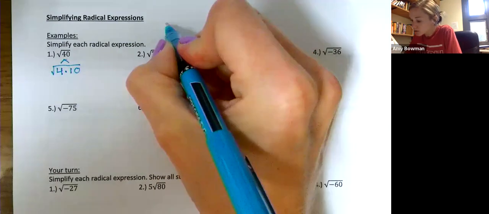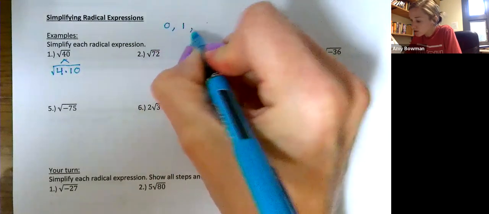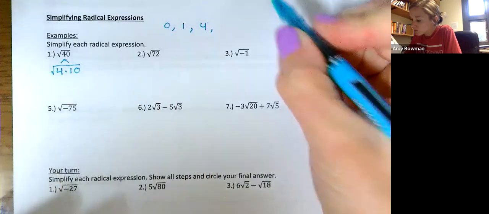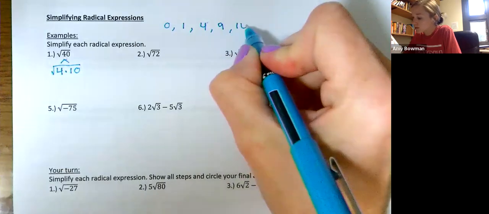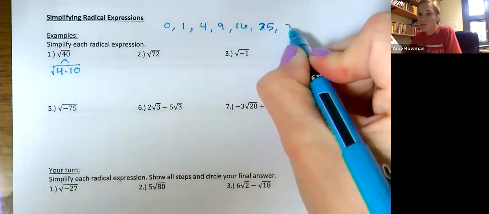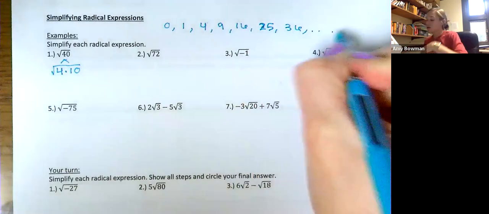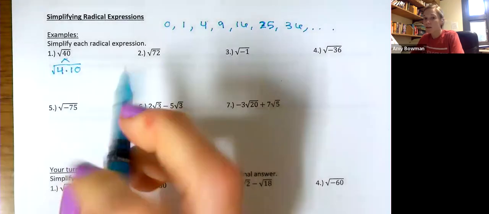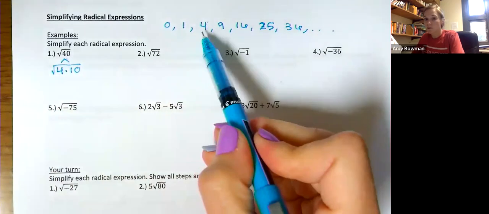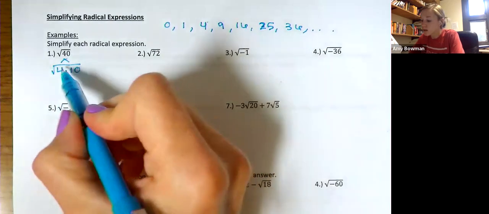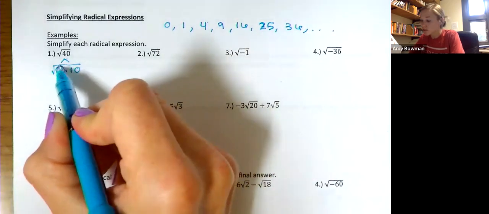Our perfect squares are 0, 1, 4. So all those numbers that we don't mind taking the square root of mentally. 9, 16, 25, 36. So these are all perfect squares. We could go on and on and on. 40 is not a perfect square, but I could break it down to 4 times 10 because 4 is a perfect square. So once I've done that, now I can take the square root of 4, and once you take the square root, it comes to the outside.